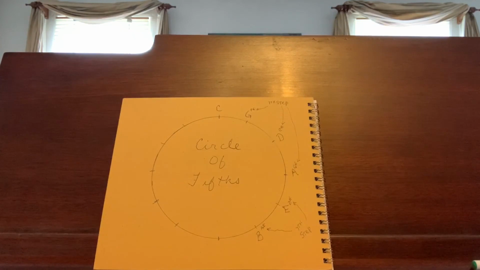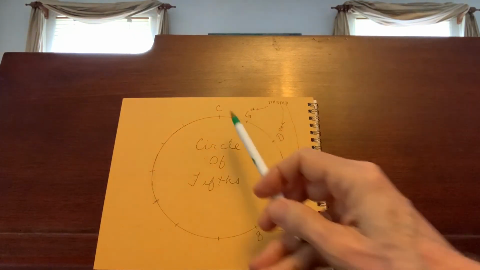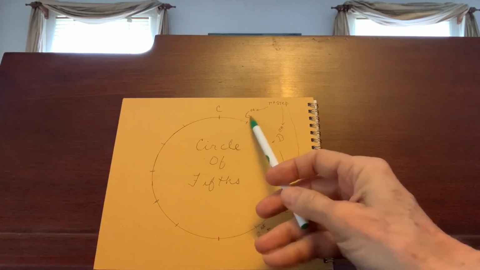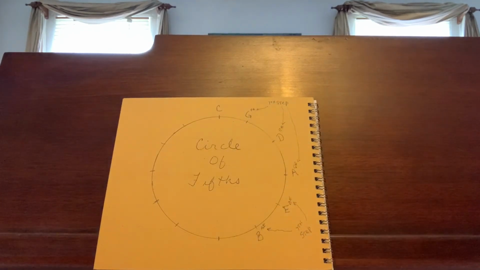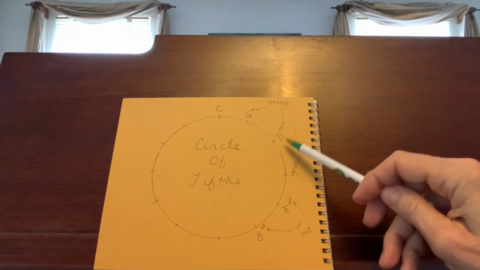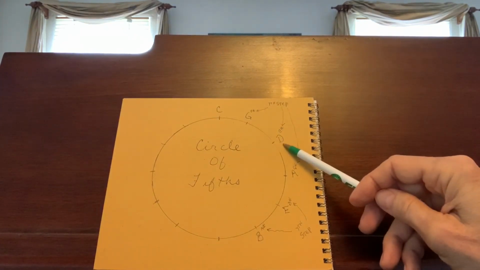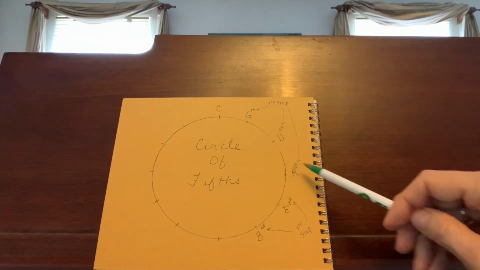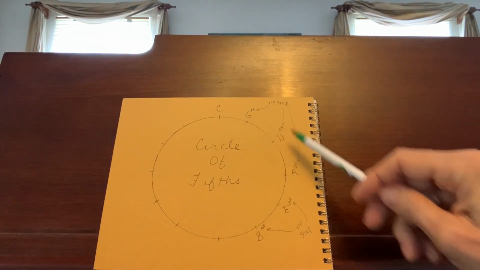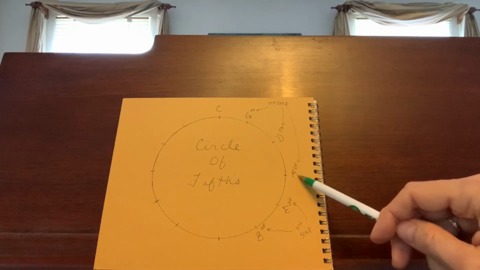And that brings us to our old friend, the circle of fifths. We began on C, went up 5, added an F sharp. F sharp is the key signature of G. We went up 5 to D, added the C sharp. F sharp, C sharp's the key signature of D. We went up 5 in the D scale to A, added a G sharp. F sharp, C sharp, G sharp is the key signature of A.